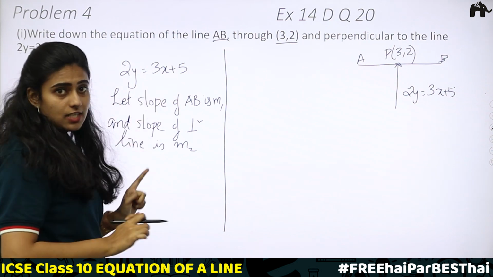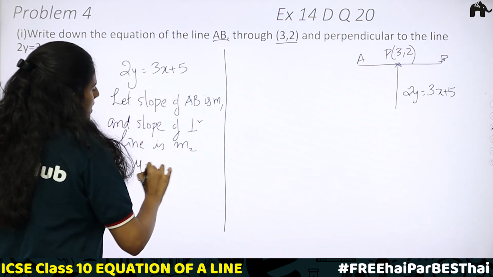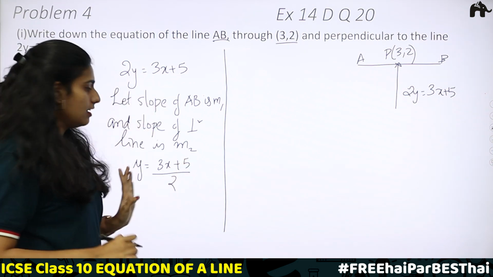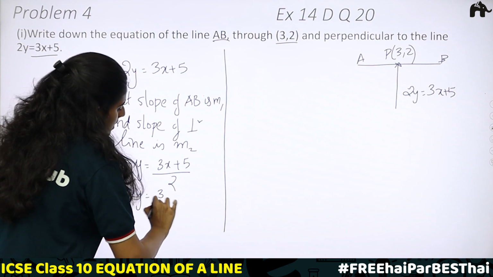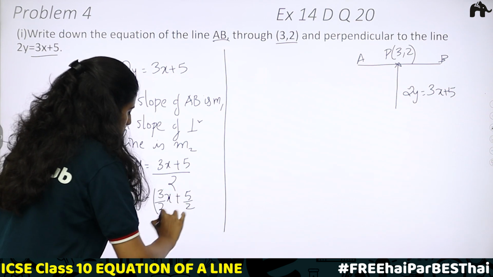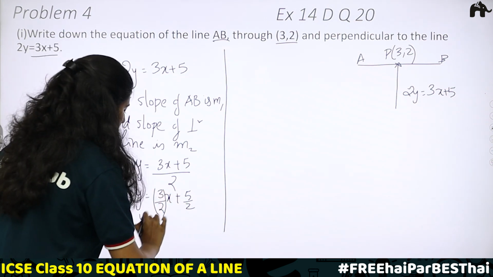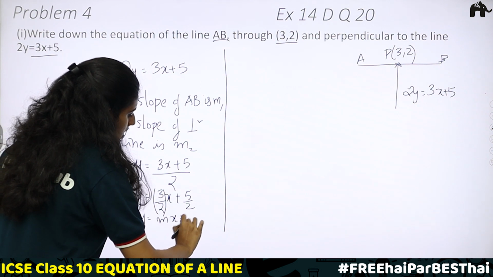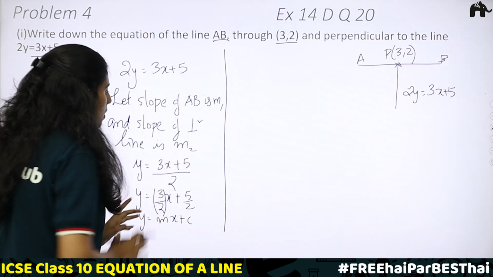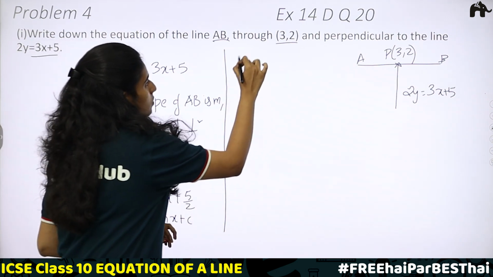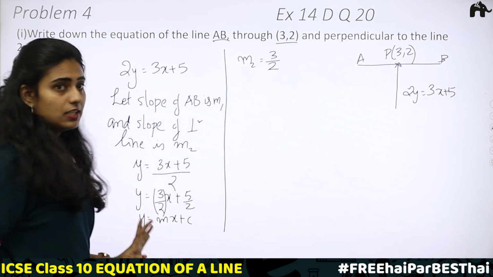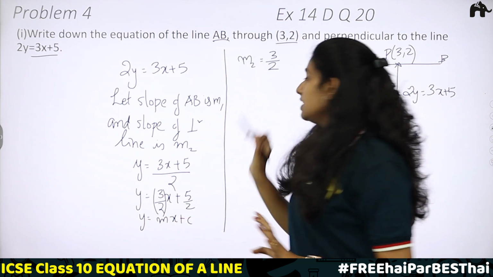We have this equation. In terms of y, we get y = (3x + 5) divided by 2, taking this 2 to the denominator. That is, y = 3/2 x + 5/2. Now, this 3/2 is the slope, comparing with y = mx + c. Here, our m we are taking as m2, the slope of the perpendicular line. We get m2 = 3/2, the coefficient of the term containing x.